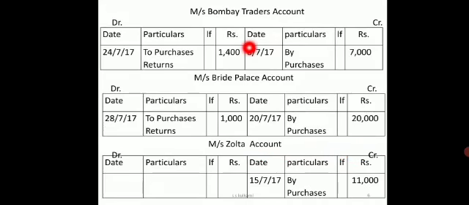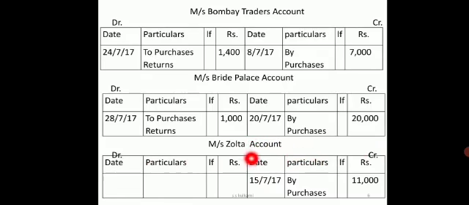Next you can see on 18/7 again purchases are made from Bombay Traders. By purchases it is credited by 7,000, and on 24th by returns it is taken 14,000. Next you're having Bride Palace. So the purchases made is 27/17 and 20,000, and on 28th purchase returns amount to 1,000. Next Messrs Zolta account, it is by purchases 11,000.